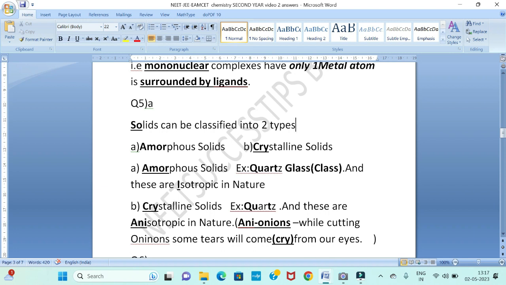Here the keywords: Amar, that is one person's name, and cry. So amorphous solids example is quartz glass, and these are isotropic in nature. Amorphous solids example is quartz glass, and these are isotropic in nature. So I am Amar. I am Amar.